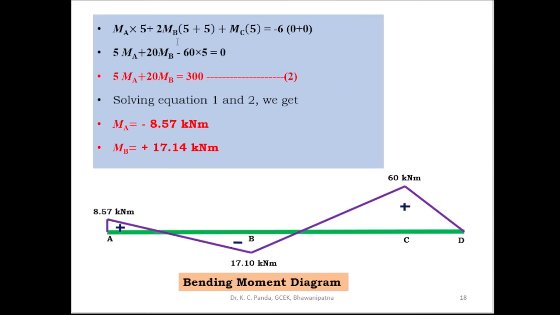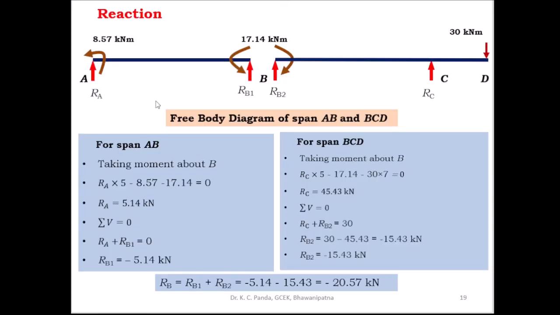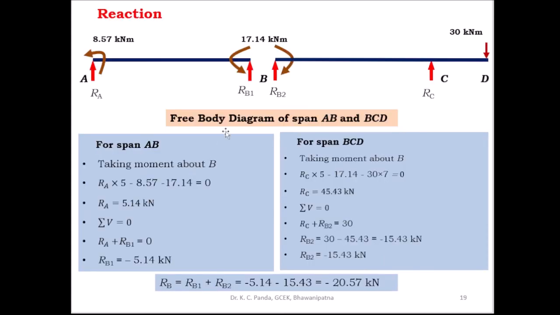Then after solving equations 1 and 2, you get the moments at the supports A and B. MA is equal to minus 8.57 kilonewton meter and MB is equal to plus 17.14 kilonewton meter. Here MA is negative, so the direction is anti-clockwise, and at B you got a positive value. So for span AB this is anti-clockwise, and for span BC this is clockwise.